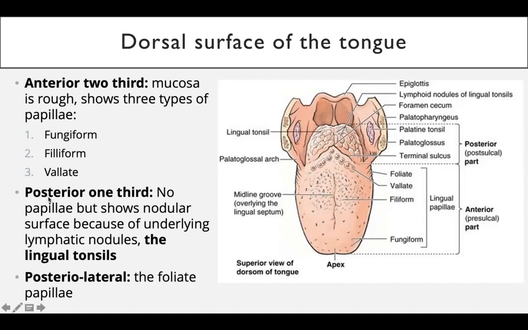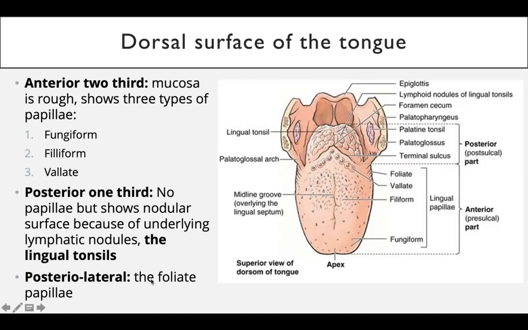Other than that, the posterior 1/3 has no papilla, but shows a nodular surface because of underlying lymphatic nodules, which are known as the lingual tonsils. So you see on the right and left, these are the lingual tonsils. These are the lymphoid nodules of the lingual tonsils. In the posterior 1/3 of the tongue, there are no papillae found.